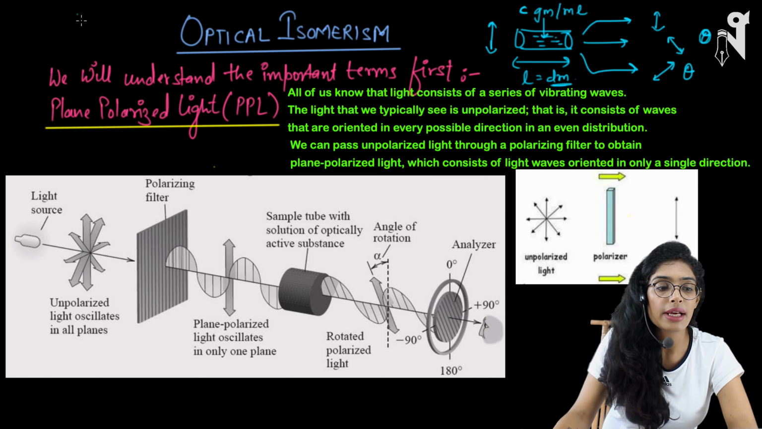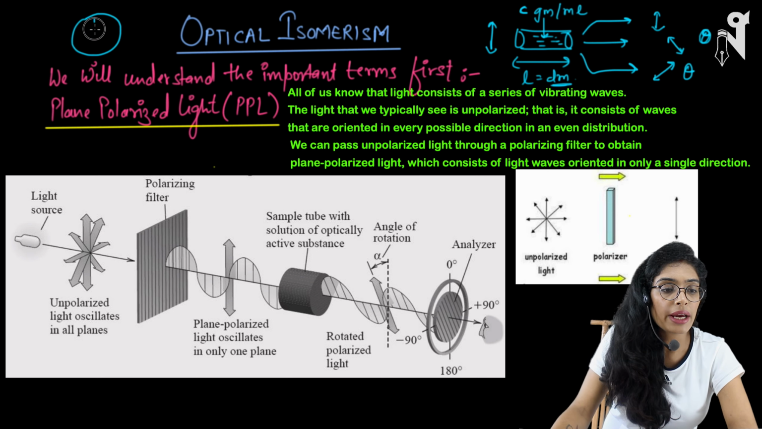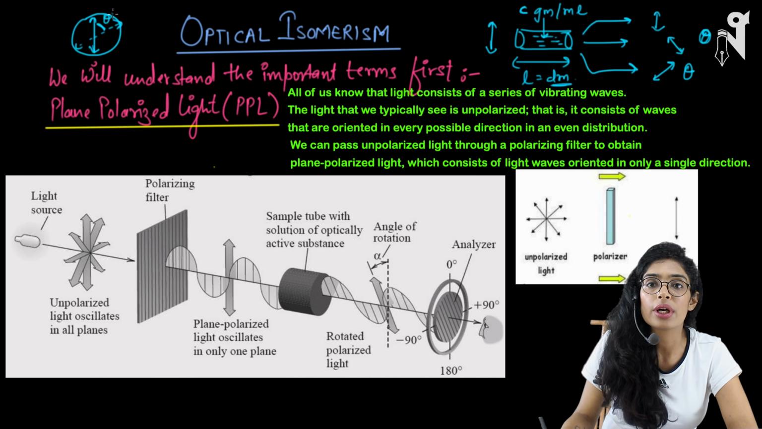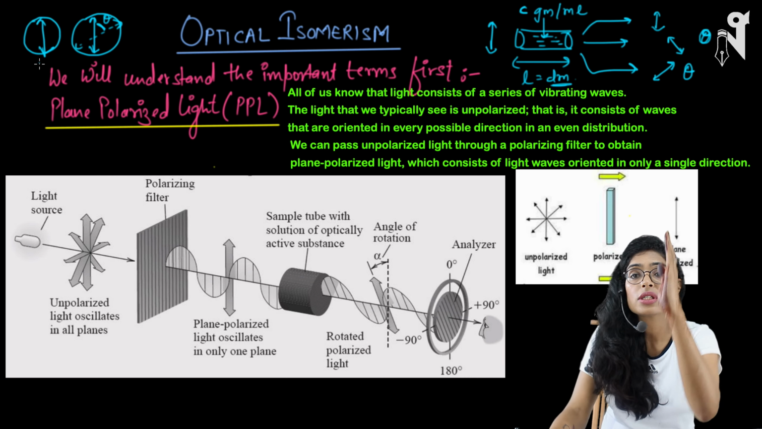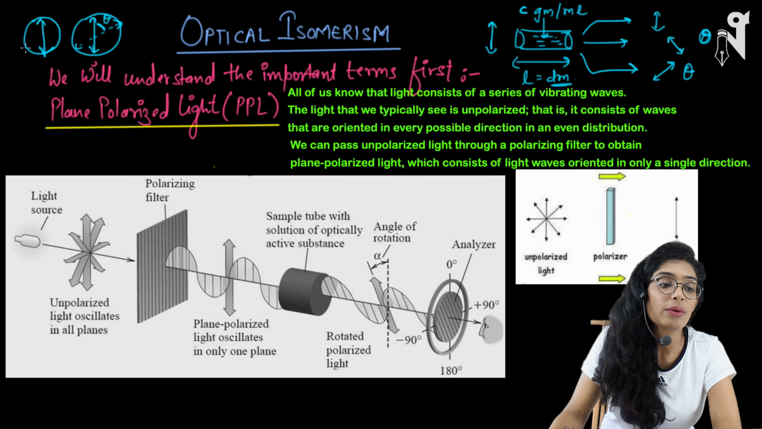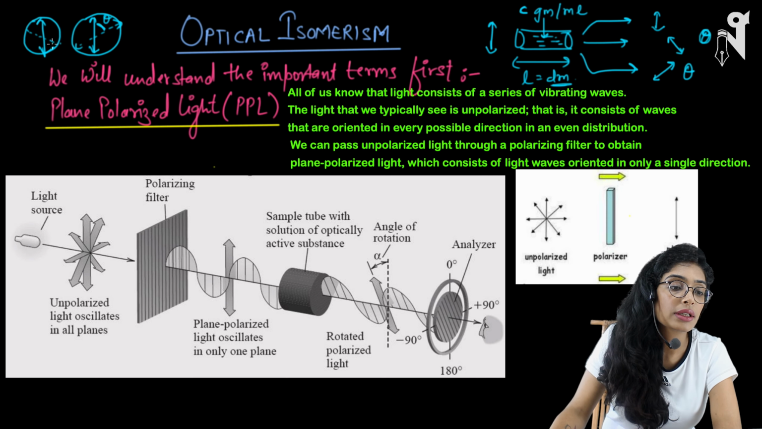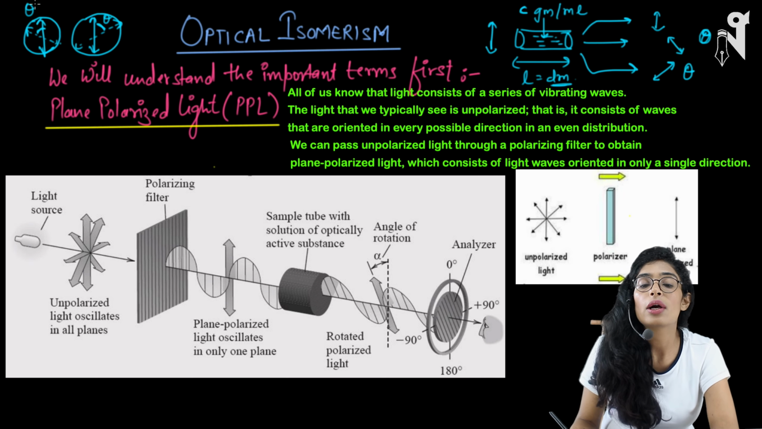So I can just write it as, let's say this was my original light and it got rotated this way, then this is the theta angle through which it is rotated. And if this was how the original plane polarized light was and it got rotated like this, then this is your theta angle. I hope it is clear.